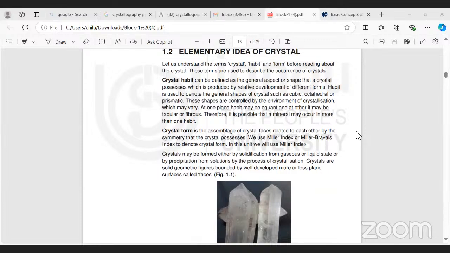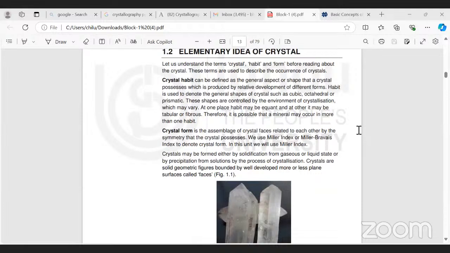Maybe it was formed by solidification from different gases, or sometimes we see that crystals are formed from the liquid state, or maybe by precipitation from solutions. According to that, the overall process is called crystallization. So crystals are solid geometric figures bounded by well-developed, more or less plane surfaces called faces.